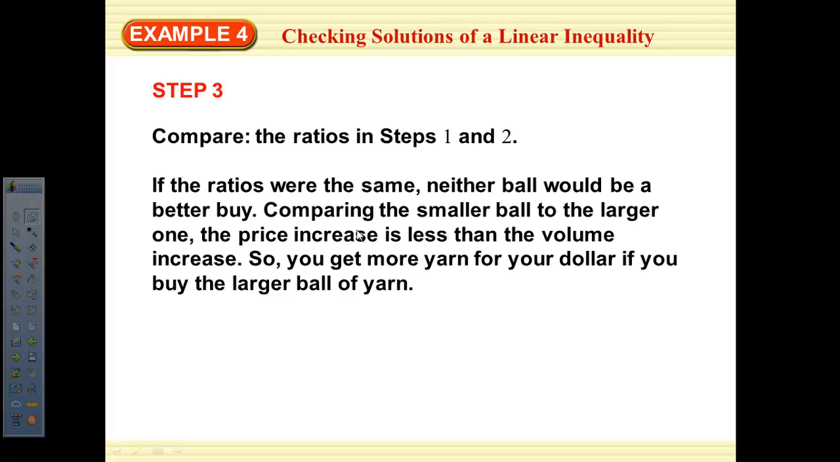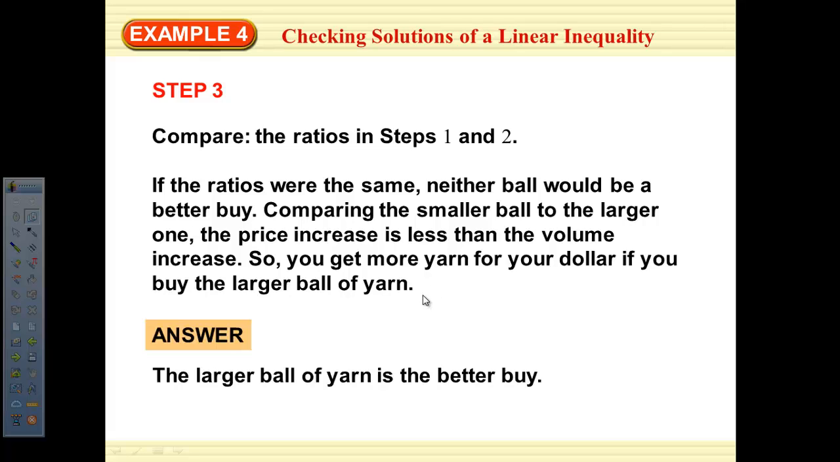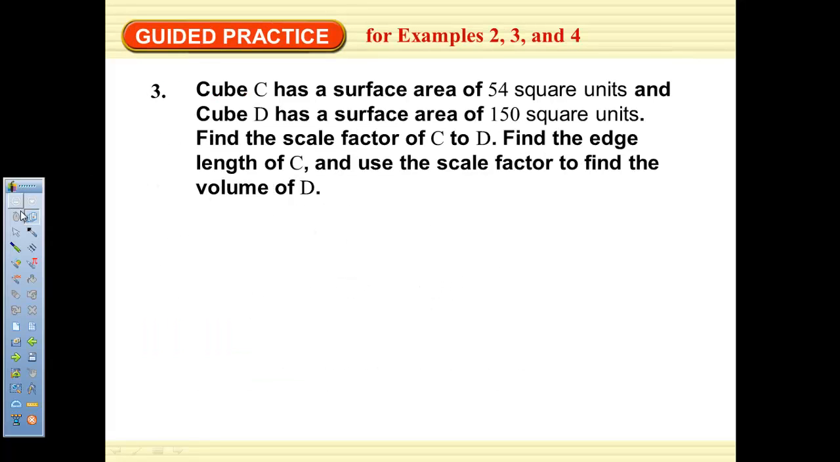And if we compare the two ratios, if the ratios were the same, neither would be the better buy. Comparing the smaller to the larger one, we can see the price increase is less than the volume increase, so we'll get more yarn for your dollar with the larger ball of yarn. Again, we're paying 5 times more, but we're getting 8 times more than we would if we bought the small ball of yarn. So I apologize, I made that a little bit more complicated than it needed to be. All we really needed to do was compare the diameters or the radiuses. Okay, here's another one.